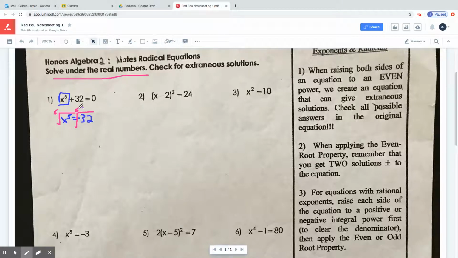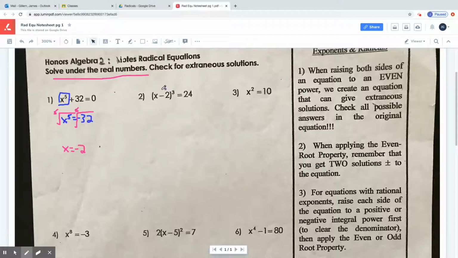What is the fifth root of 32? Well, that is 2. So the fifth root of negative 32 is negative 2. So x is equal to negative 2, and there's our answer.